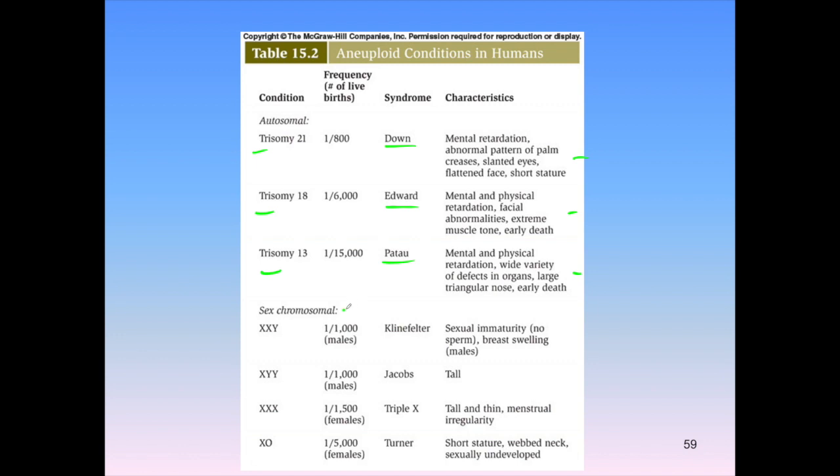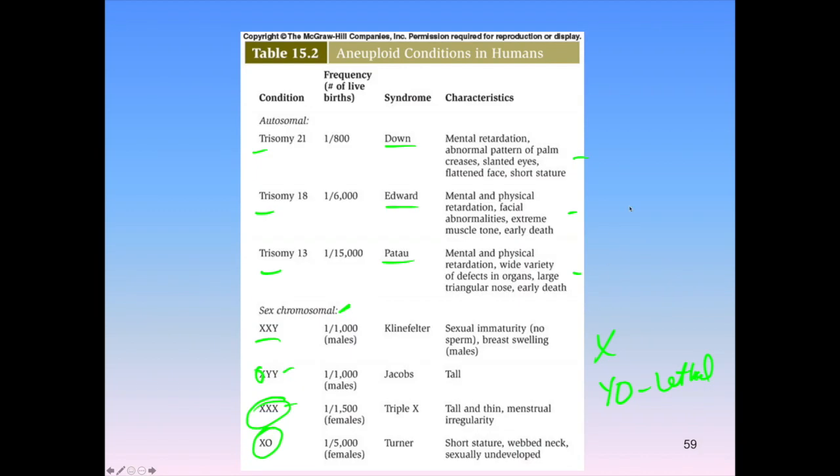Then we have aneuploidy in the number of sex chromosomes. One thing to notice is you can survive without a Y chromosome, but you cannot survive without an X chromosome. All of these have X chromosomes, whether it's XXY, XYY, triple X. All of these require the X. If you have a Y0, this is lethal, and the fertilization won't even complete.